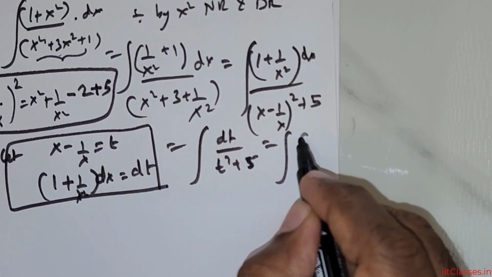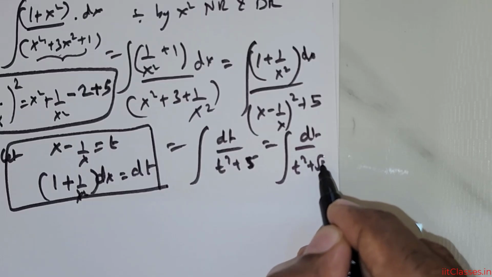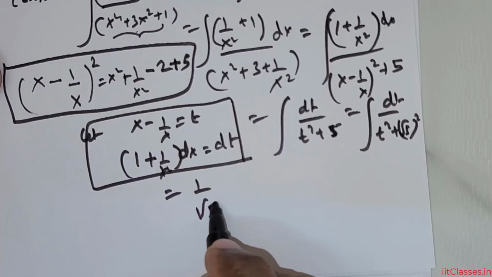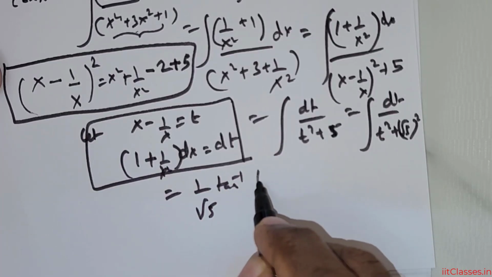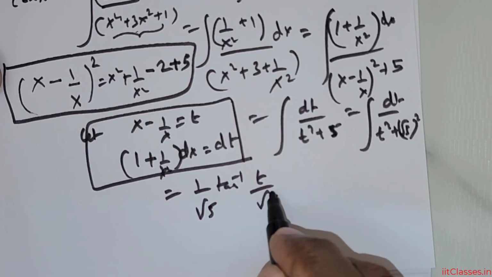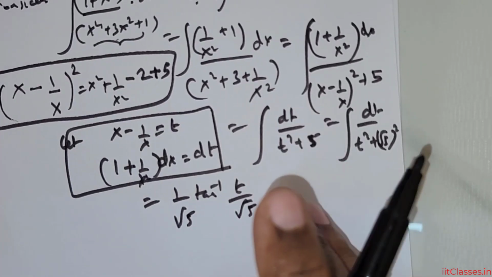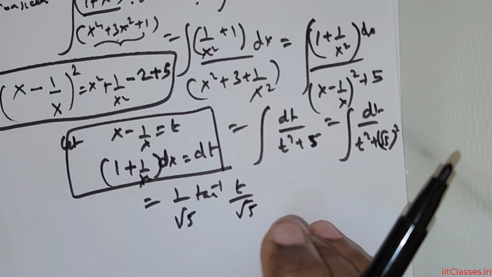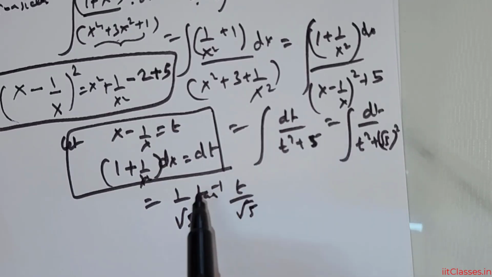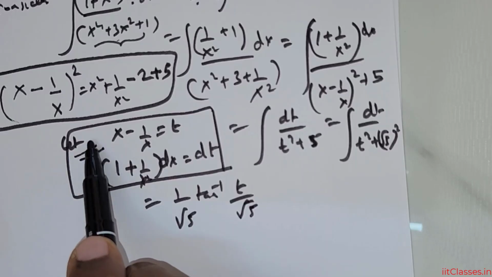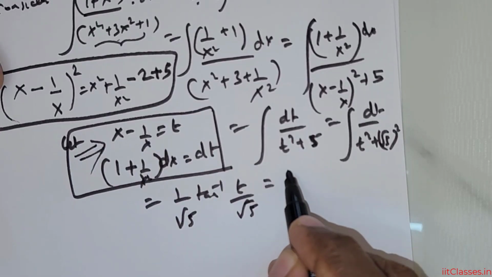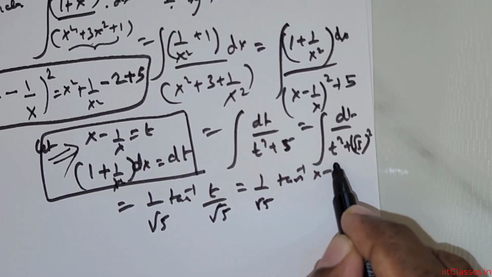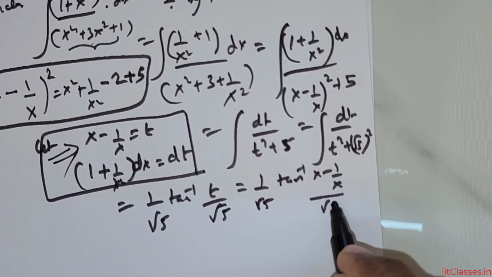Now I can rewrite this as dt over t squared plus root 5 the whole squared. Now what is this? This is nothing but 1 over a tan inverse of t over a, with a equal to root 5. But what is t? We have to go back to our substitution of t, which is x minus 1 over x. So it's going to be 1 over root 5 tan inverse of (x minus 1 over x) divided by root 5.